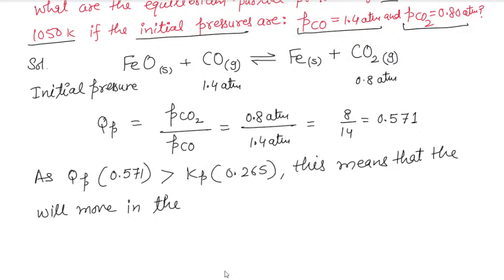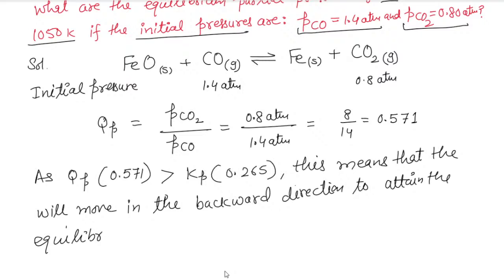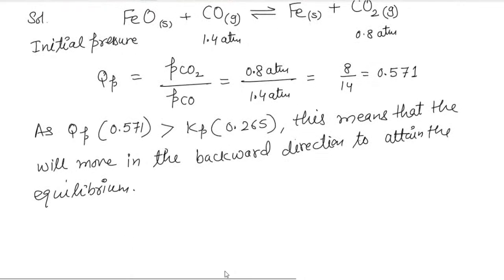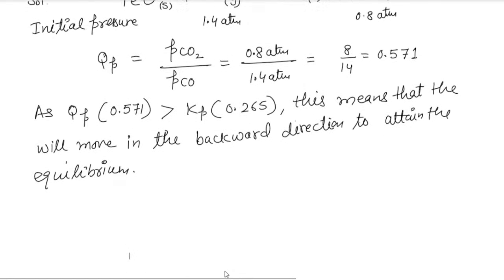If Qp is less than Kp, then the reaction goes in the forward direction. Now it will move in the backward direction to attain equilibrium, because Qp is more, so it should decrease to become equal to Kp. To decrease it, the product should be decreased and the reactant should be increased. So the reaction moves backward.